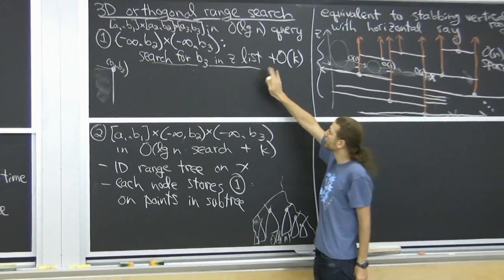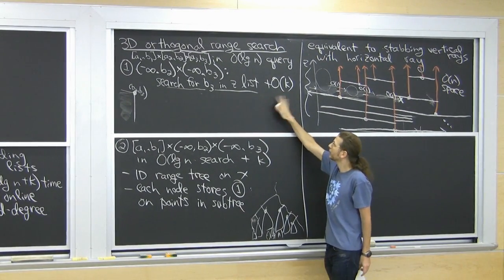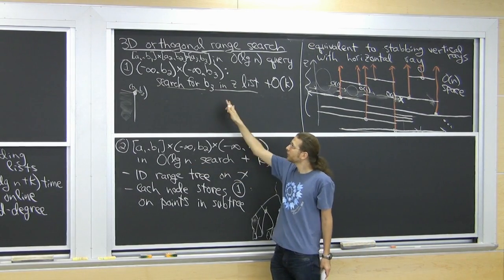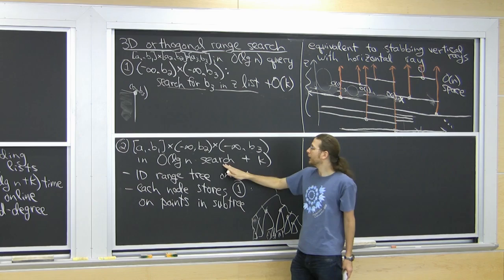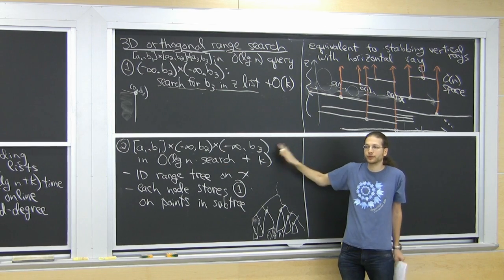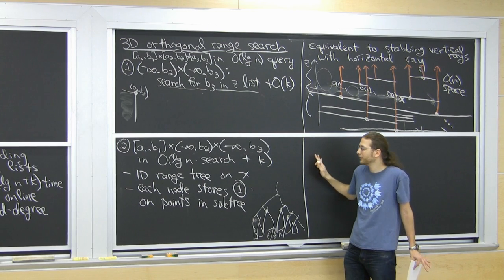And each of them costs a search plus order k. The k's sum up to order k. So we end up doing log n searches of that type plus k time. And we can now solve this kind of 3D query. This is really easy. This is what we did last class.